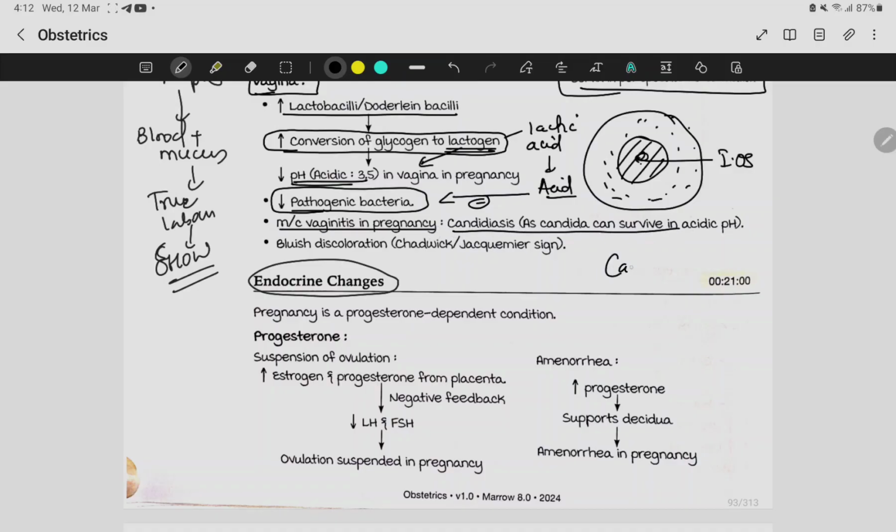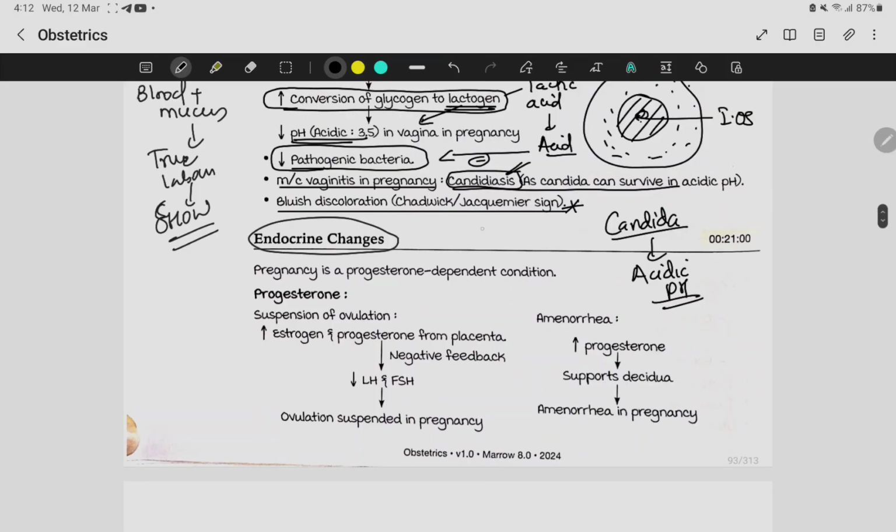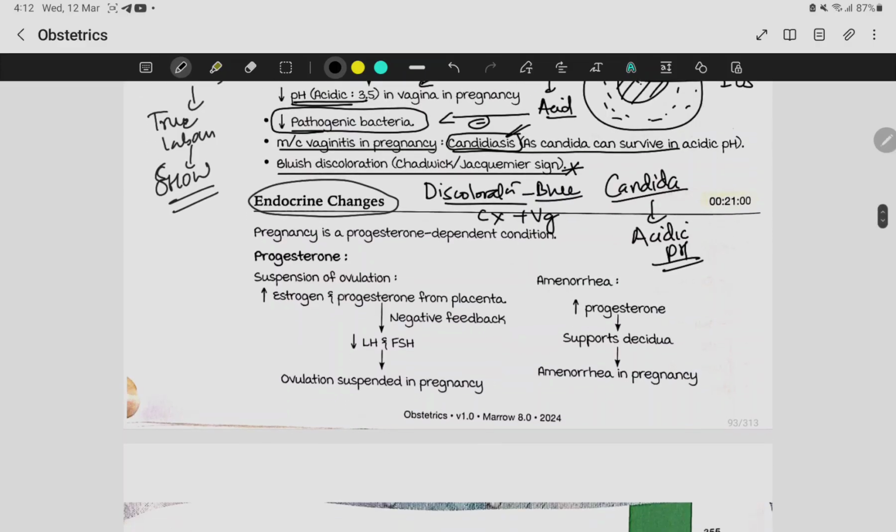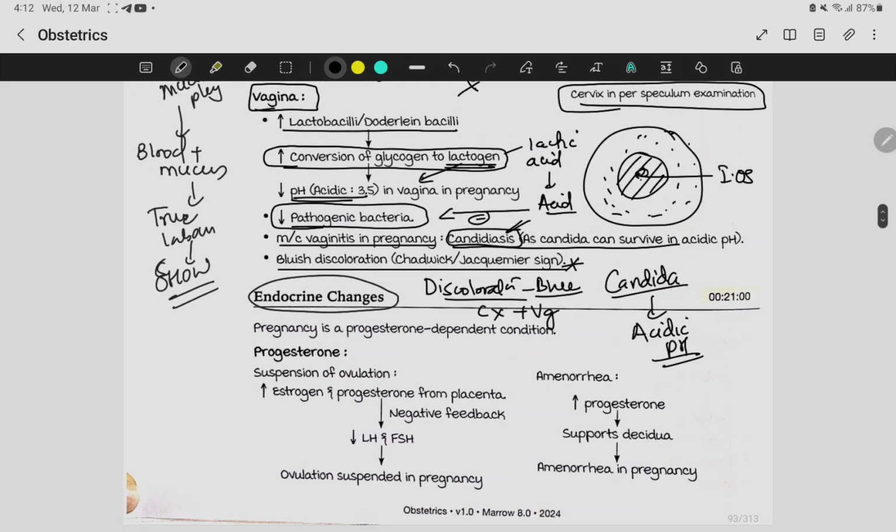One peculiar thing about Candida is that it can grow in an acidic pH also. So the only thing which can happen is candidiasis, because acidic pH prevents all the other microorganisms except Candida, which can survive in acidic pH. Also there is bluish discoloration, as I told, of both the cervix and the vagina. Bluish discoloration of both is called the Jacquemier or Chadwick sign. So that is about the changes in the reproductive organs.